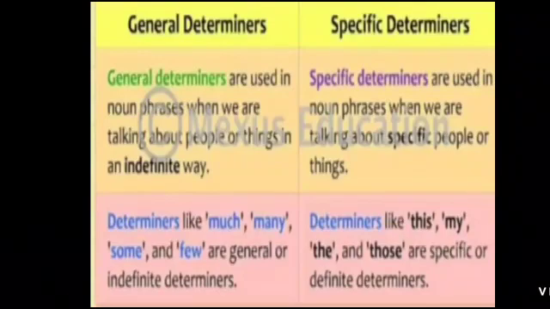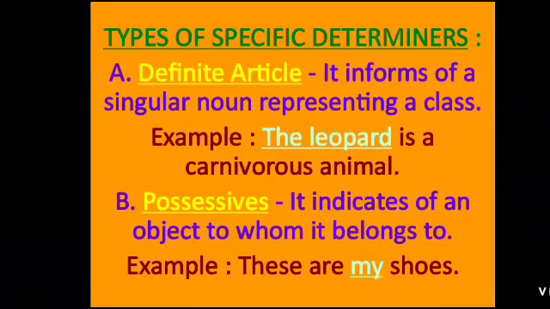an indefinite way. And specific determiners are used in noun phrases when we are talking about specific people or things. So unspecific and specific, unspecified, specified. So these are the things. General determiners means unspecific, and specific determiners means when we are knowing, when we are certain about it, things. Determiners like much, many, some and few are general or indefinite determiners. Determiners like this, my, the and those are specific or definite determiners. Clear this point? Next.